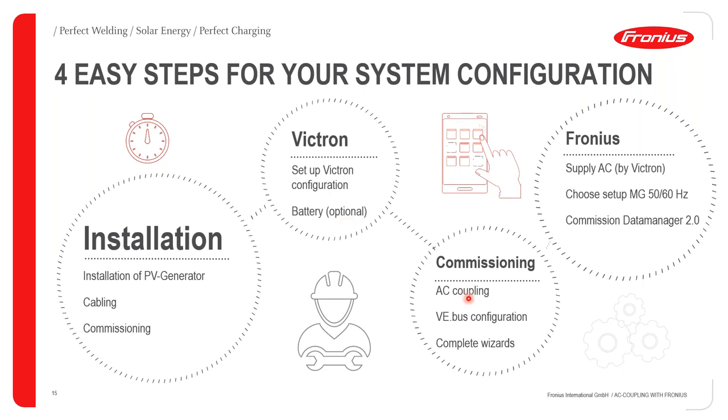And then, of course, do your commissioning in terms of AC coupling using the VE bus configurator that is coming from the Victron side, of course. And then lastly, we're now coming with the Fronius, because the AC gets supplied to the Fronius by the Victron. You now select your MG setup, MG50 or MG60, depending on your operating frequency for your region. And then, of course, commission the data manager.